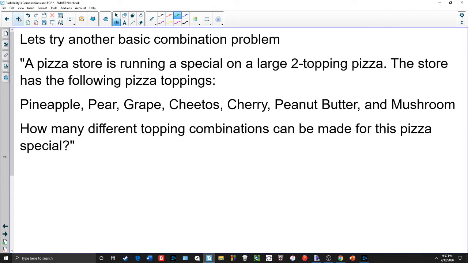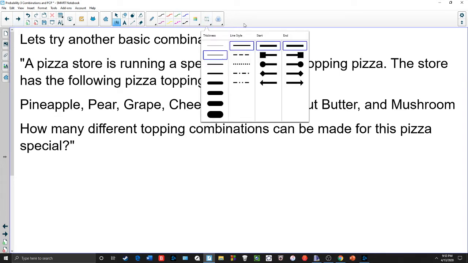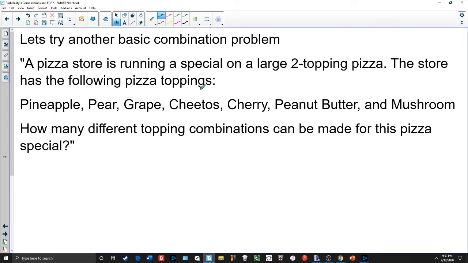So let's try another basic one here, again, usually with food because it's the easiest to visualize. So we have a pizza store running a special on a large 2-topping pizza, and it has the following toppings. So it has 1, 2, 3, 4, 5, 6, 7 toppings, and you pick 2 because it's a large 2-topping pizza. How many different combinations can we have?